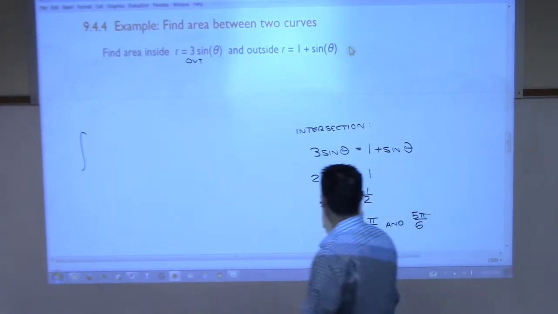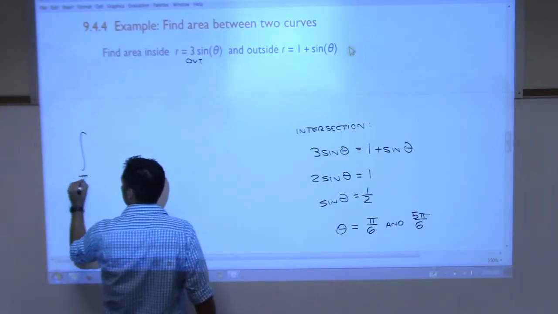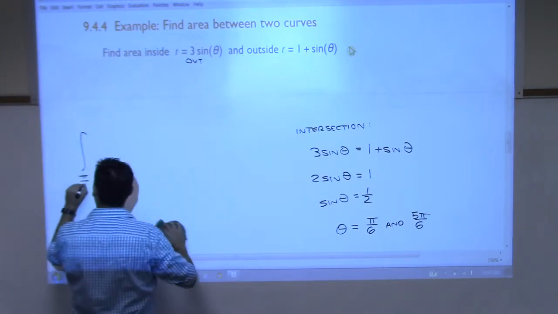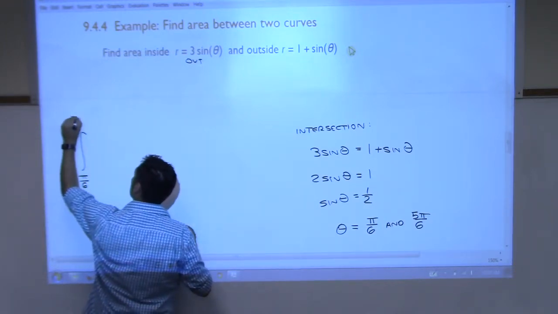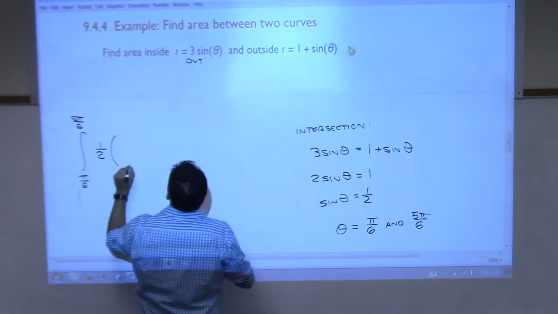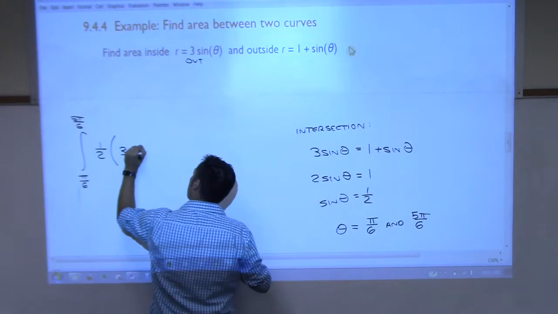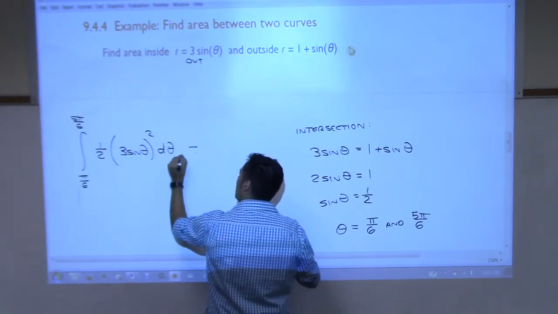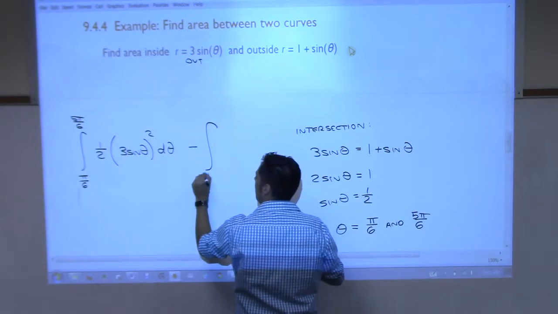So the first one, they both have the same limits of integration. They both go from pi over 6 to 5 pi over 6. But the first one is 1/2 times (3 sine theta) squared d theta, right? Minus the other integral, pi over 6.